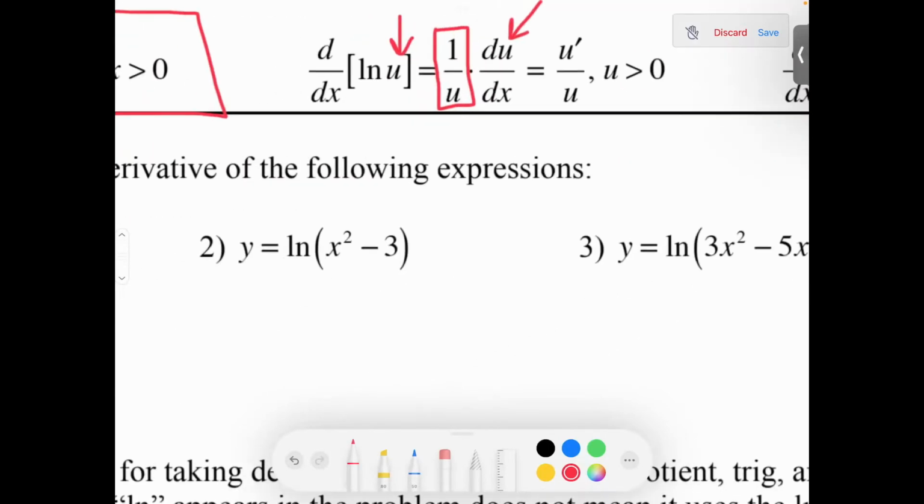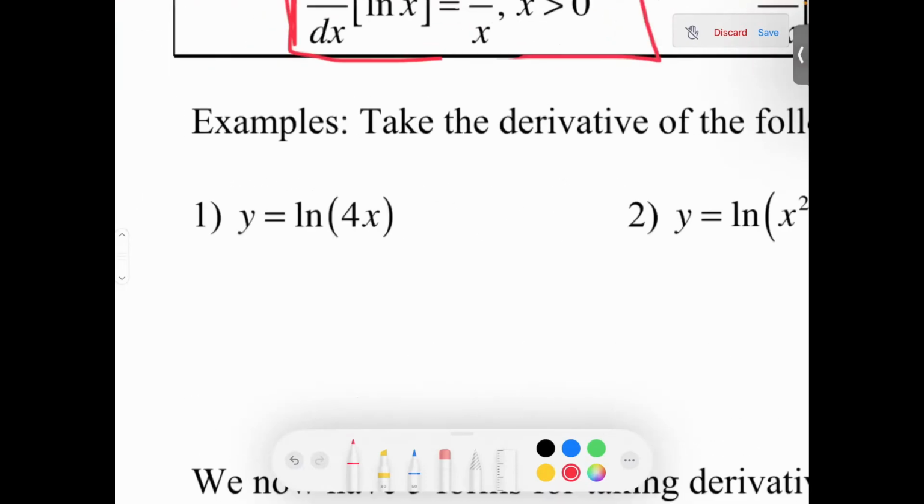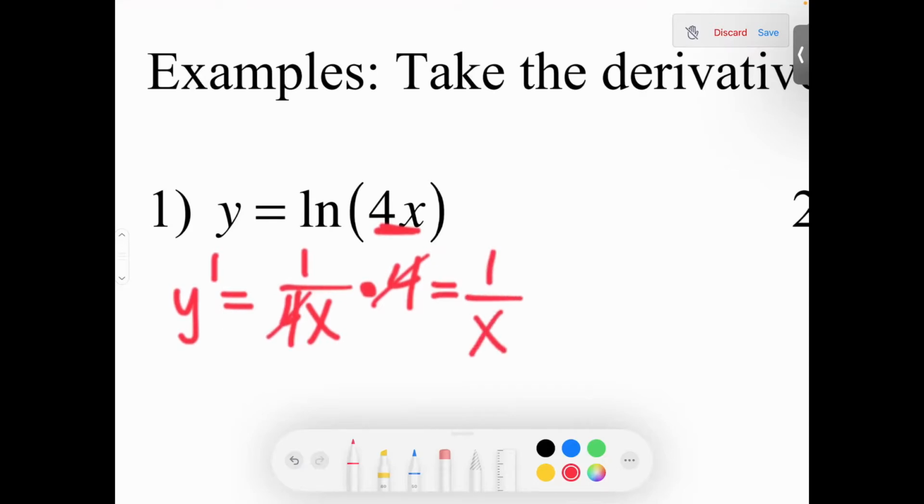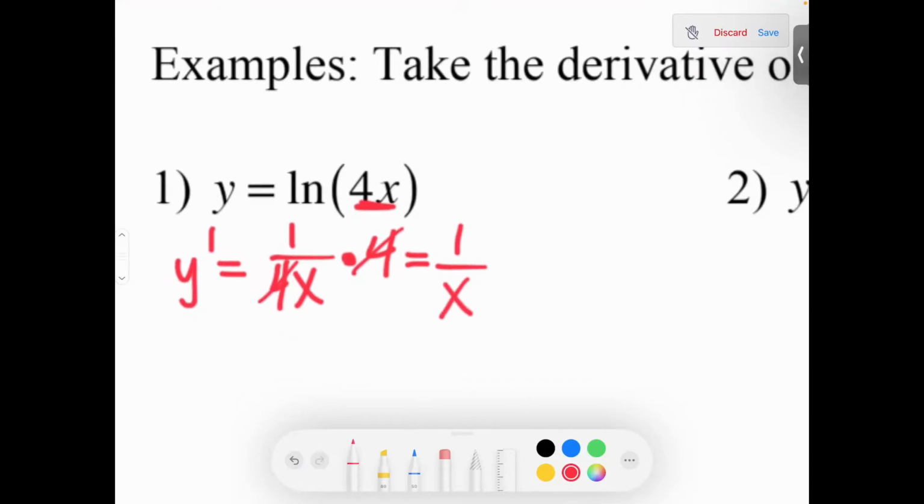Alrighty, let's hop right into some examples. ln of 4x: we're going to take the derivative of the natural log first. This 4x is going to stay the same, so 1 over u, whatever u is. In this case, u is 4x. We're going to multiply that by the derivative of 4x. The derivative of 4x is 4, and the 4's cancel out, and we get that the derivative of natural log of 4x is 1 over x.